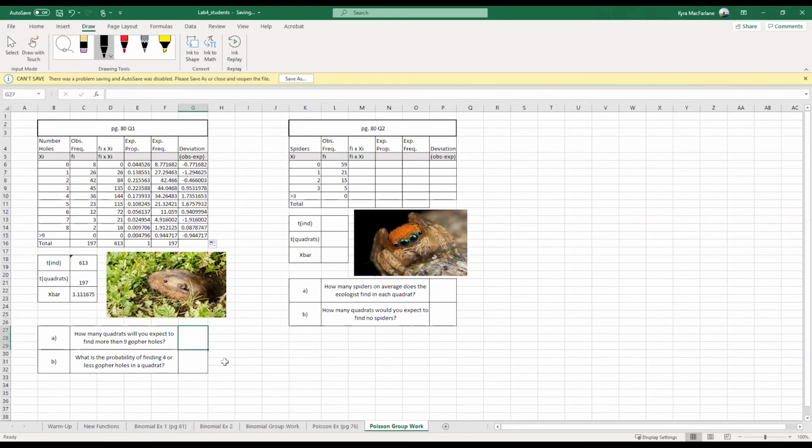So how many quadrats will you expect to find more than 9 gopher holes in? So that's equal to this. That's our actual expected frequency. That's the number of quadrats. So almost 1 quadrat. What is the probability of finding 4 or fewer gopher holes in a quadrat? You can do the sum of 4 or fewer for the probability.